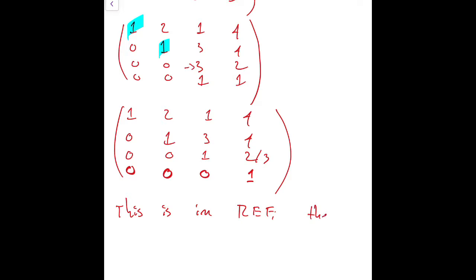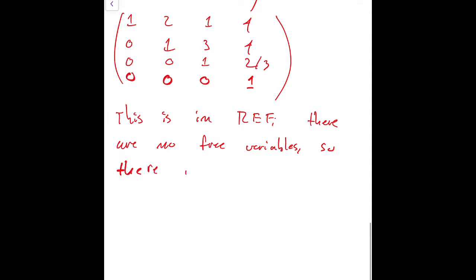There are no free variables. So the solution is unique. So there's only one solution. And that solution is the one where they're all equal to 0. All of the coefficients are equal to 0. Okay, and so by theorem 2.5 then, the vectors are linearly independent.